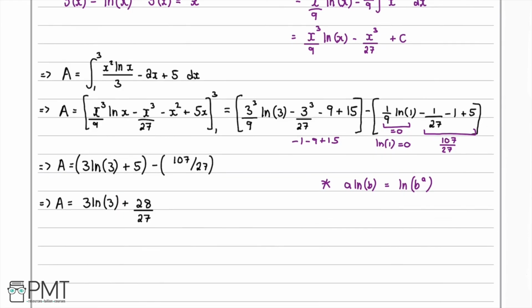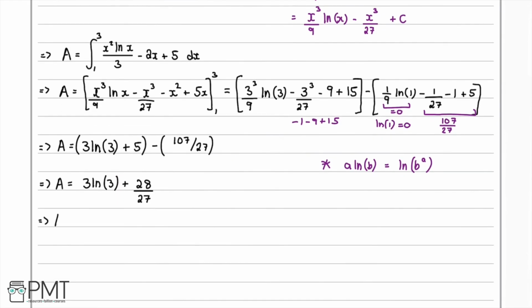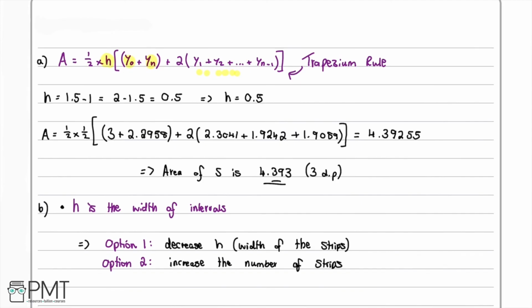So then that means we can take this one step further and write that the area is equal to ln of 3 to the power of 3, which is 27, plus 28 over 27. So therefore we can say that a is equal to 28, b is equal to 27, and c is equal to 27 also. And in conclusion, we have the exact area of S, written as ln 27 plus 28 over 27. So we'll now take a look back at where the marks were on offer.